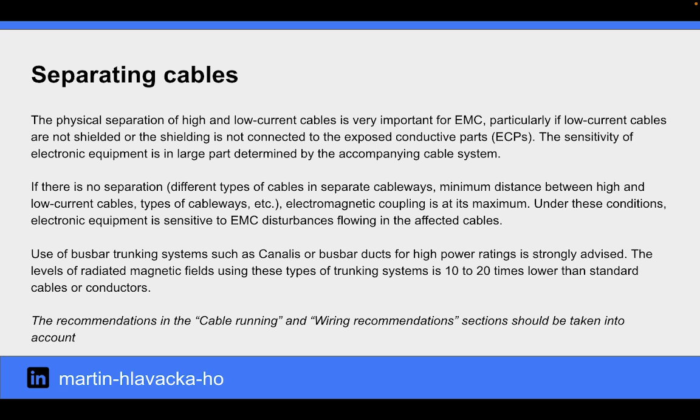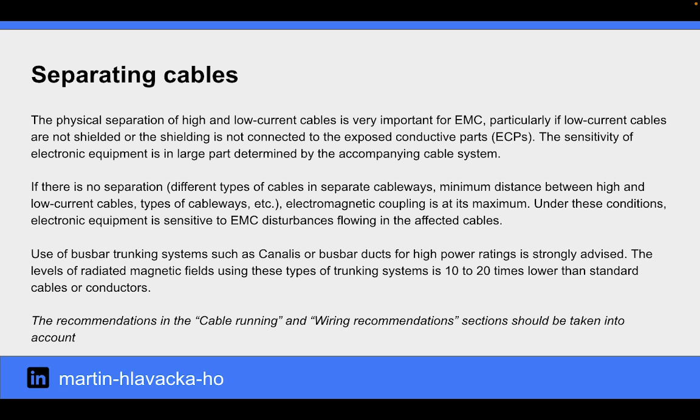The physical separation of high and low current cables is very important for EMC, particularly if low current cables are not shielded or the shielding is not connected to the exposed conductive parts. The sensitivity of electronic equipment is in large part determined by the accompanying cable system. If there is no separation, the electromagnetic coupling is at its maximum. Under these conditions, electronic equipment is sensitive to EMC disturbances flowing in the affected cables.